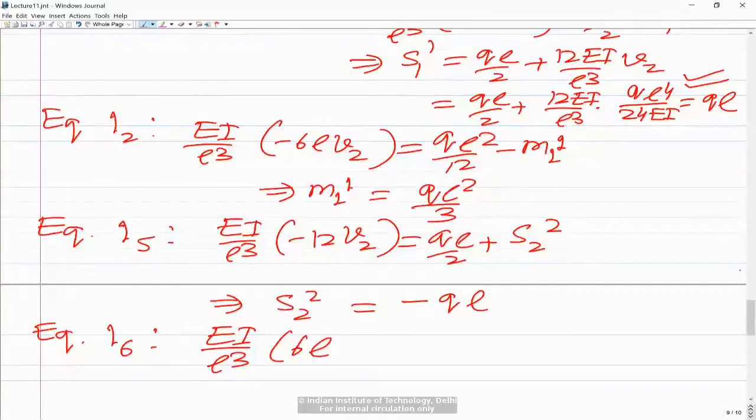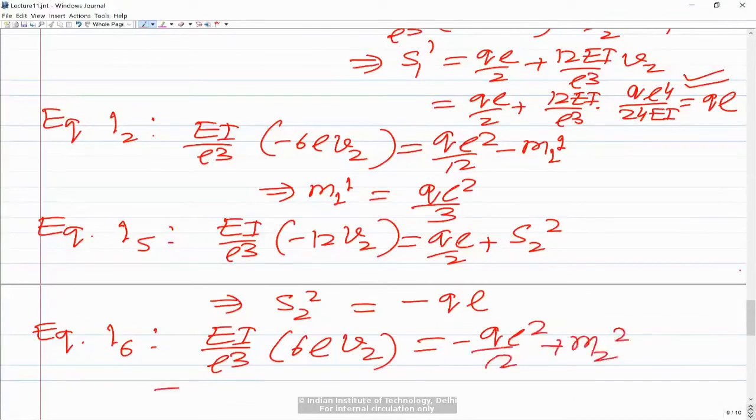So the sixth equation gives you EI by L cube into 6L V2 is equal to, on the right hand side, QL minus QL square by 12 plus M22. So from this you will get M22; again you solve for this, put the value of V2 here and solve for M22 and simplify, and you will get that as QL square by 3 again.